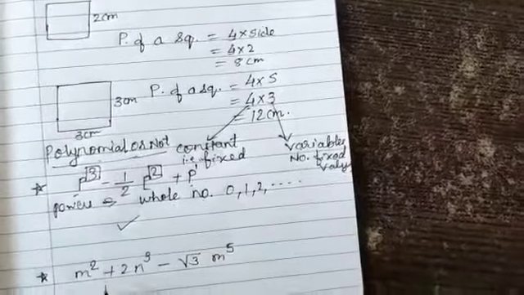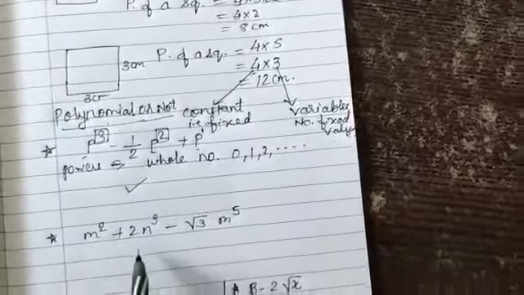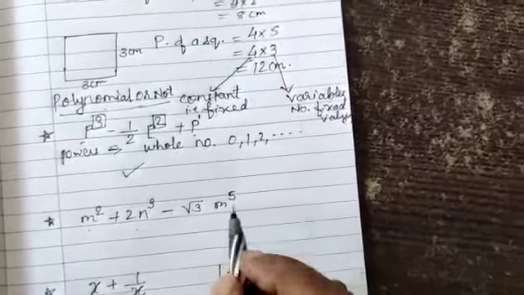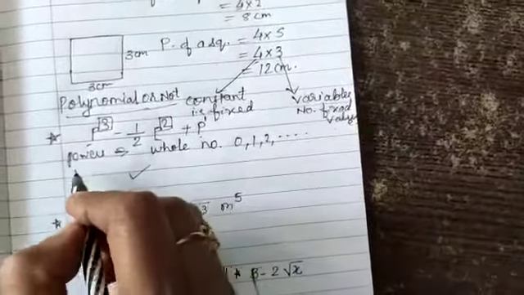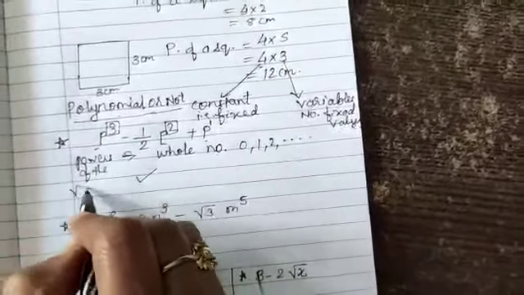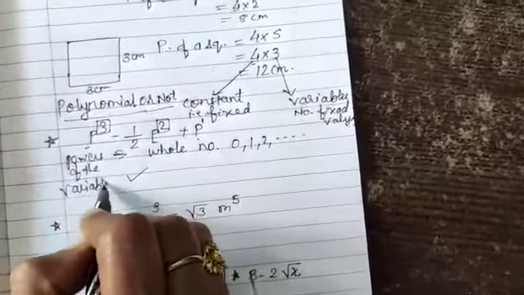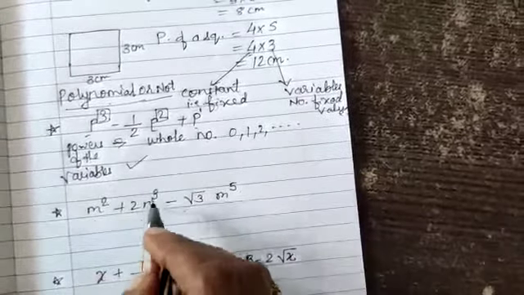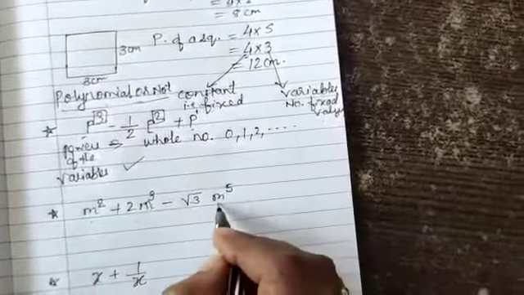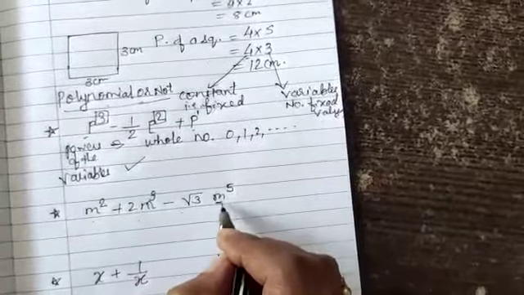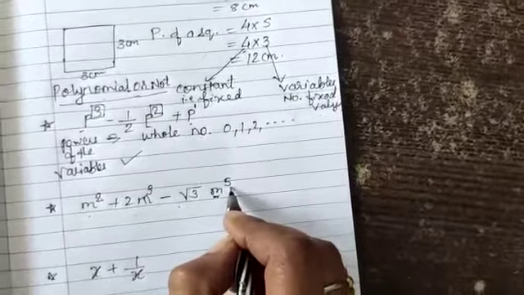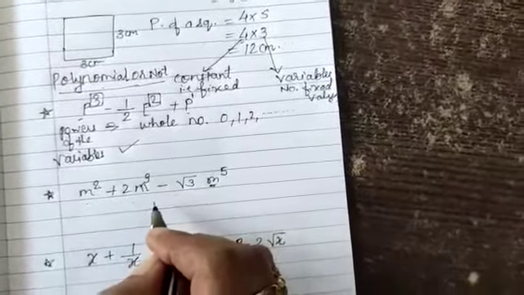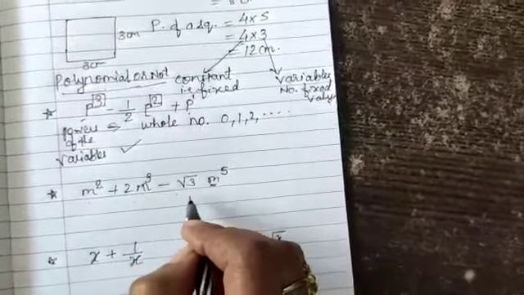Now let us consider one more example. m square plus 2n square minus root 3 m raised to the power 5. Let us check the powers of the variables. What is the power of variable m here? 2, and here 3. And m is the variable here. So what is the power here? 5. So as you can see, 2, 3, 5, these are all what? Whole numbers. So it is a polynomial.